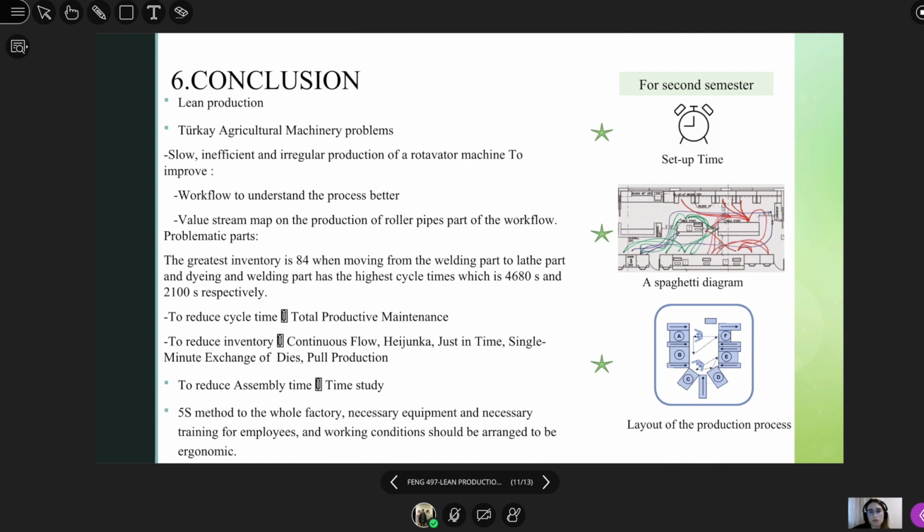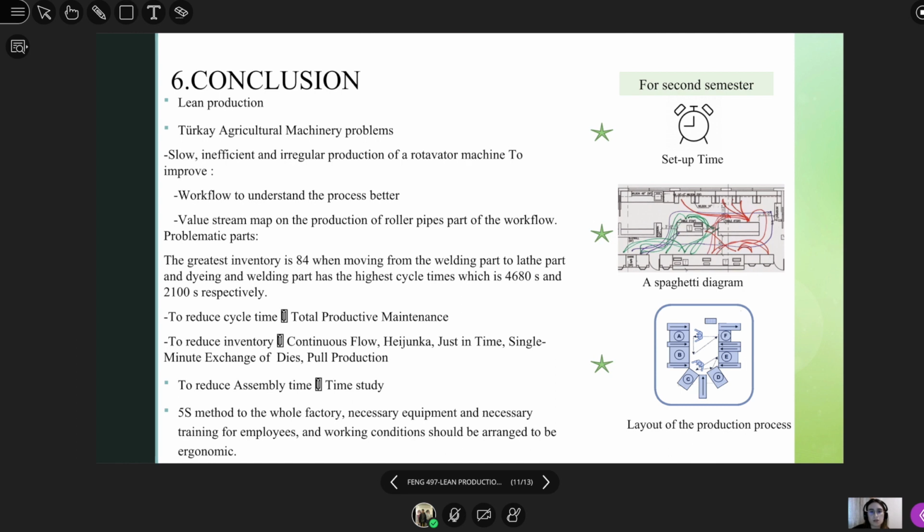As every part of the factory is very scattered, the 5S method should be applied to the whole factory. Necessary equipment should be provided to employees. Employees should be given necessary training, and working conditions should be arranged to be ergonomic.